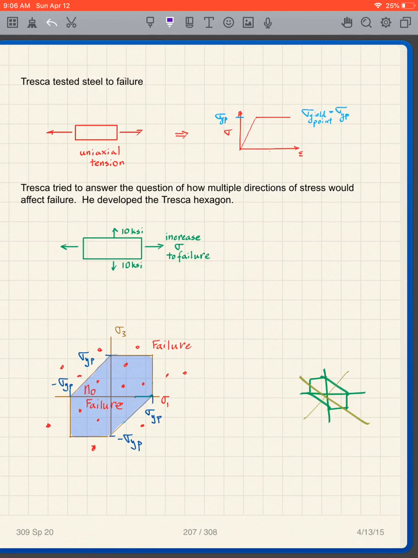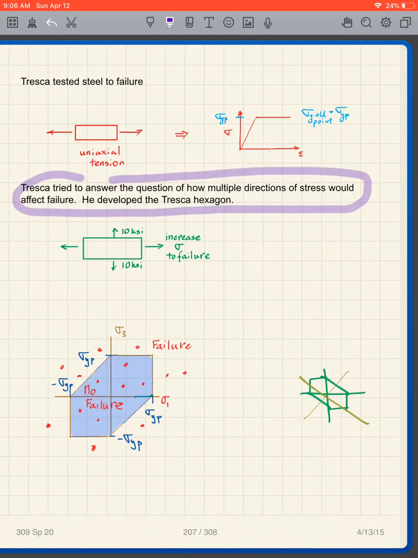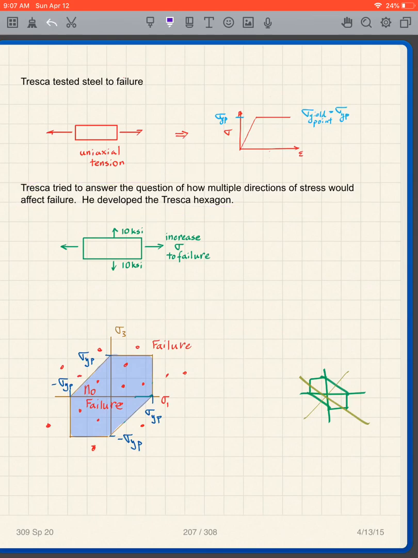Now, the question becomes, this guy named Tresca was famous for this. He tested steel to failure under different stress conditions. And he tried to answer the question of how multiple directions of stress would affect failure. And in the end, he developed something called the Tresca Hexagon, which is what we're getting to here. In other words, when you do the uniaxial tension, that gives us a very simple stress strain curve.